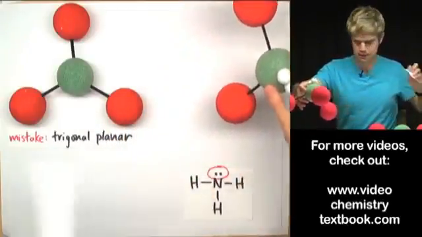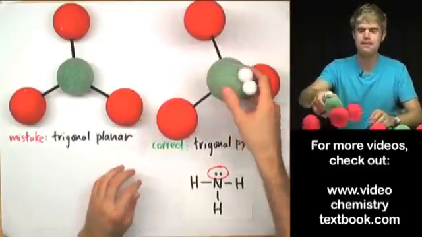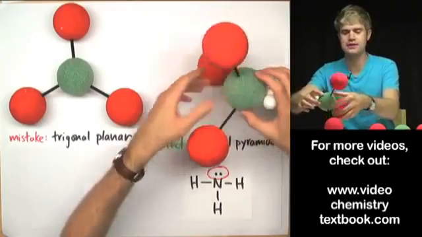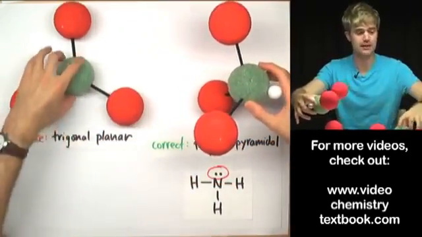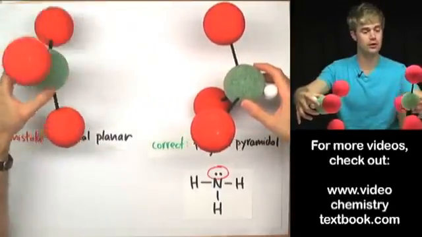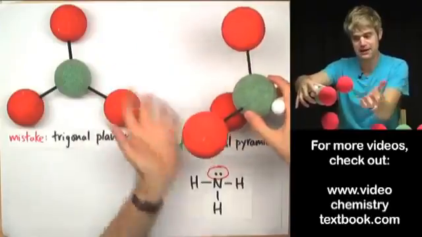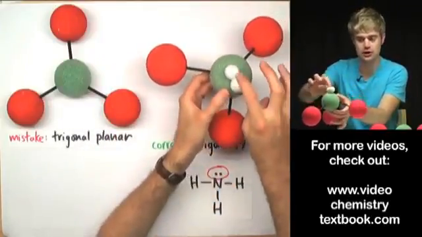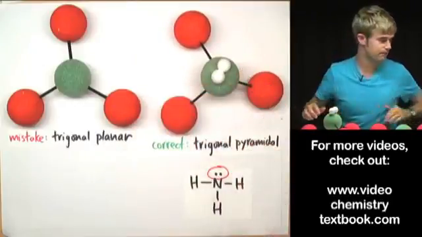We call this shape trigonal pyramidal, because it looks kind of like a pyramid. You can particularly see that if I hold it on its side. You can see that all of the atoms are bent down in this direction, and that's very different from the trigonal planar where they're all flat on this plane. Trigonal pyramidal is bent down because this unshared electron pair up here is pushing these atoms down.